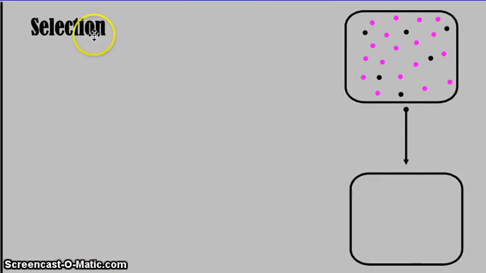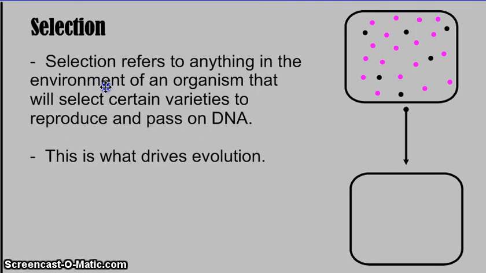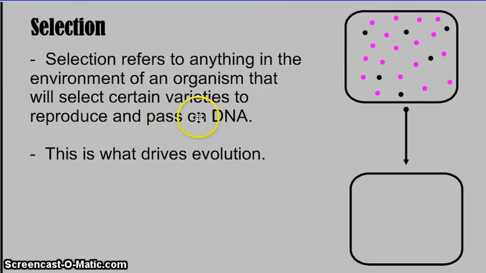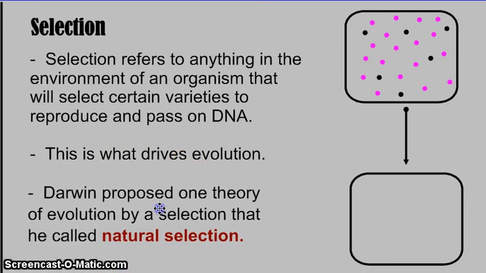The second component is selection. And again, we have that box. We have our kind of imaginary pink and black dots, our two variations of dot style. Selection refers to anything in the environment of an organism that will select, that will pick certain varieties to reproduce and pass on their DNA. This is the driver of evolution, and we're going to spend a lot of time talking about one kind of selection. It's the kind of selection that Darwin proposed called natural selection.